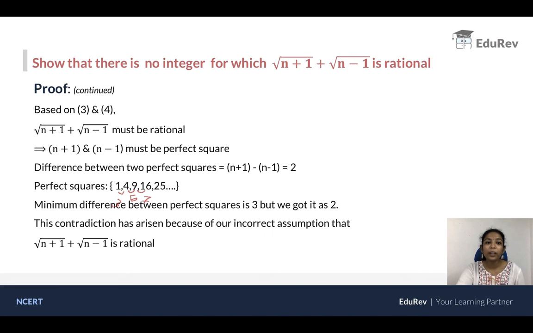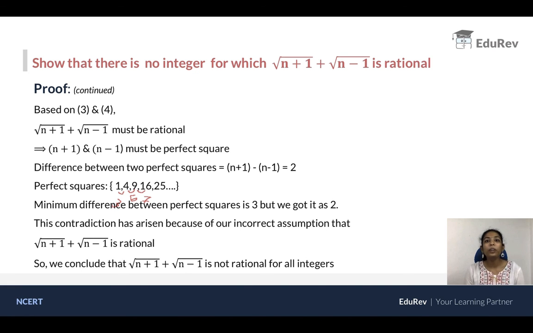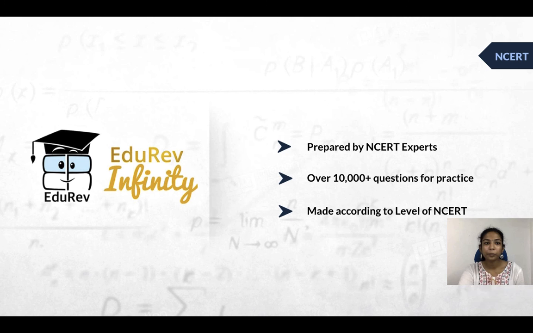That indicates, what can I conclude? Root n plus 1 plus root n minus 1 is not rational for all integers, or no integer will satisfy the condition root n plus 1 plus root n minus 1 is rational. So this is how we will be solving the problems when you get. I hope it is clear. I am moving on to the next slide.